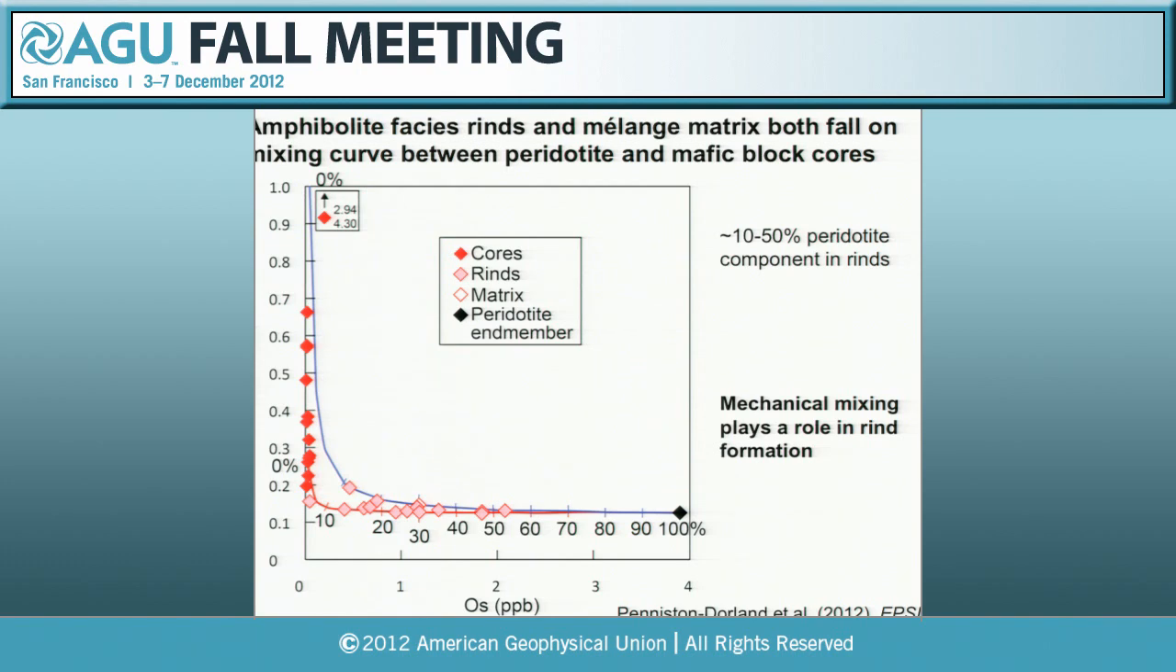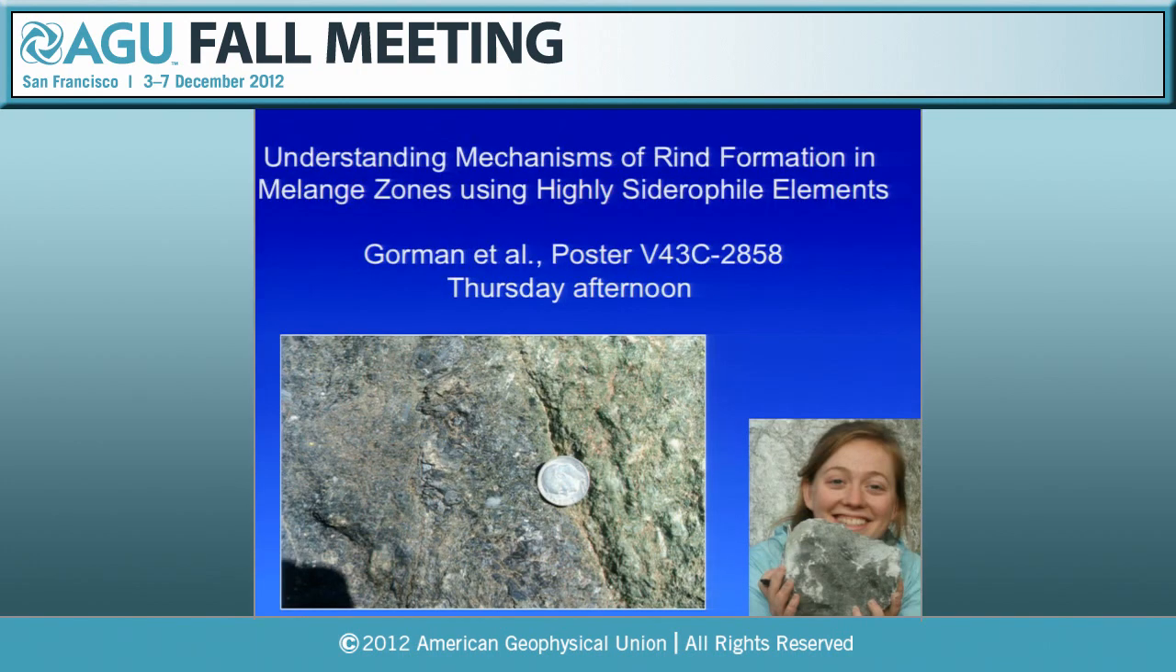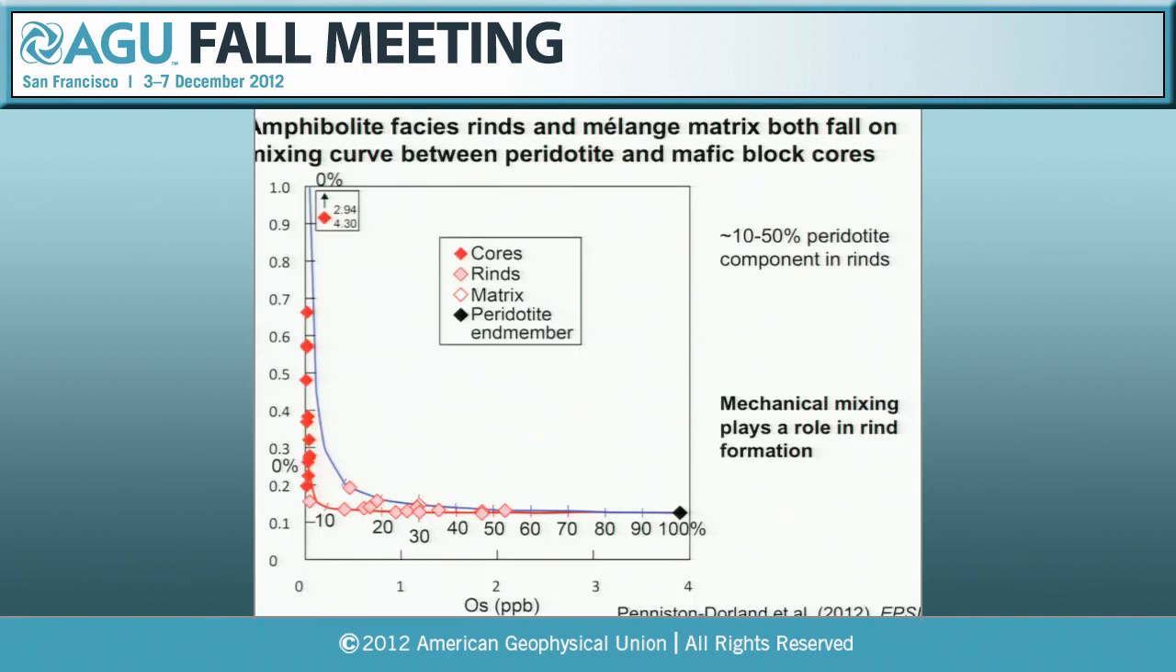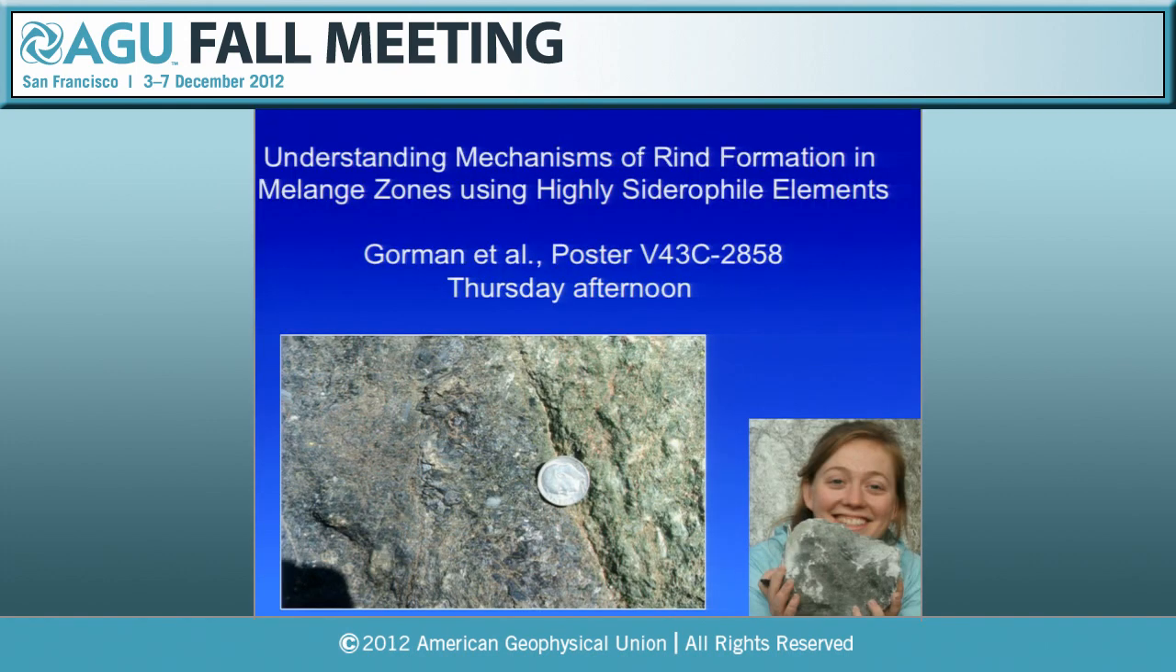And we can predict how much peridotite component there is in the rinds using this model, about 10 to 50% of that peridotite component. If you're interested in highly siderophile elements, please visit Julia Gorman's poster in the poster session tomorrow.